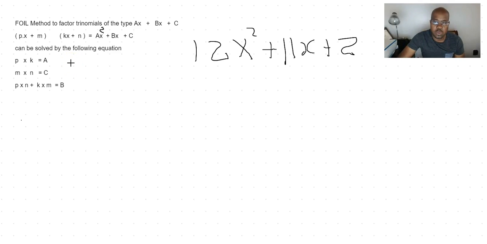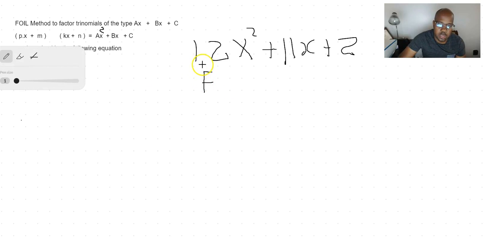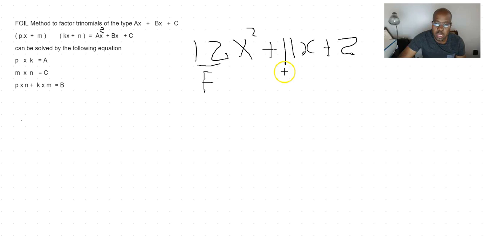Okay, guys, today we're going to try to understand how to factor a trinomial. That means we have three terms, using this method. They call it the FOIL method. FOIL, which means we've got the F for first, then this is inside and outside, and this is the last. That's why they call it the FOIL method.